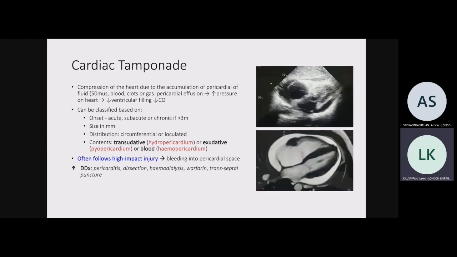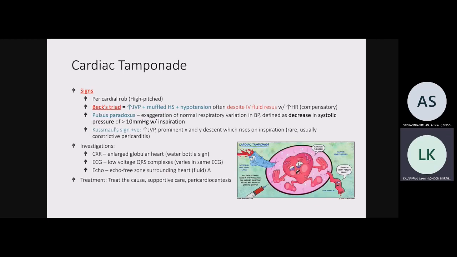So signs of cardiac tamponade: your classic Beck's triad, which is raised JVP, muffled heart sounds, and hypotension. You'll notice that they often don't respond to your fluid boluses when you're trying to resuscitate them. And because of the poor ventricular filling, they try to compensate for the reduction in cardiac output by increasing their heart rate, so patients are often tachycardic. Pericardial rub is another common sign that you can see.